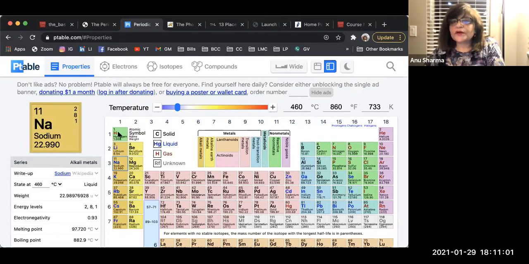Next, you see these numbers on top. These are the group numbers. So this is group number 1, group number 2, and then hold on to this one right here. This 13 actually means group 3A. This is group 4A. 14 is 4A, 15 is 5A, 16 is 6A, 17 is 7A, and 18 is 8A. These are the representative elements, more common on this earth.